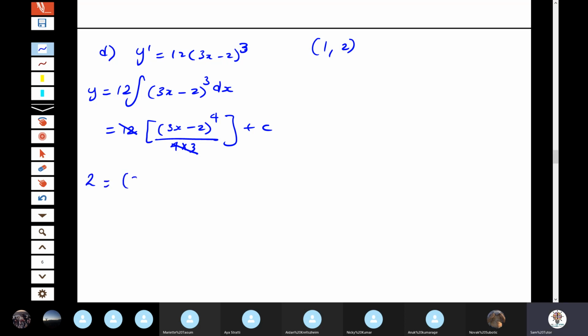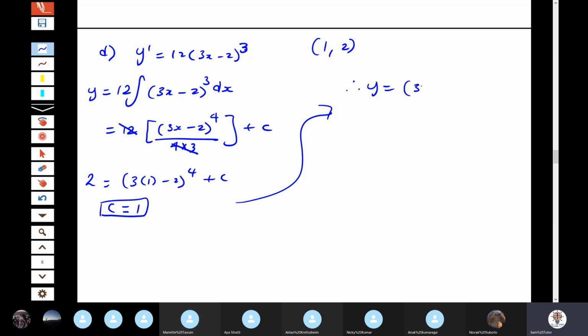Y is 2. 3 times 1, take away 2 to the power of 4 plus c. 3 take away 2 is 1. 2 take away 1, c is equal to 1. And therefore, y equals the bracket to the power of 4 plus 1. All good?